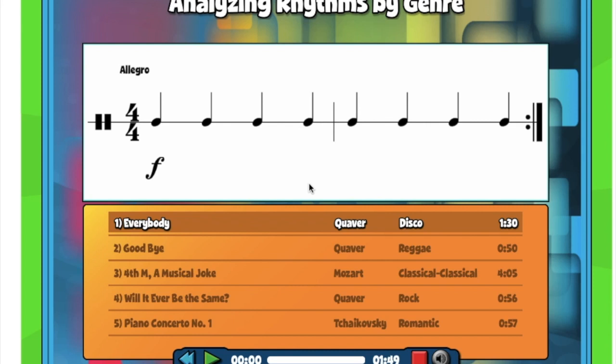Have you logged in to your Quaver account, clicked on Virtual 6 through 8, assignment number 2, and made your way to slide 3? Here we're going to practice some common rhythms.